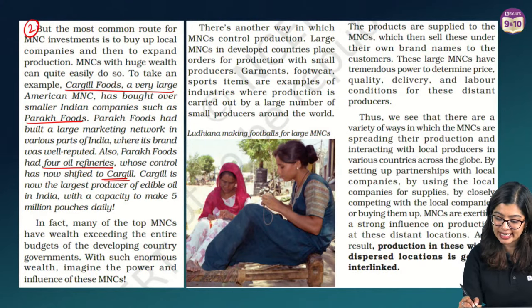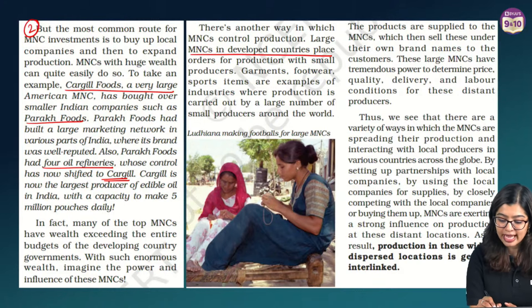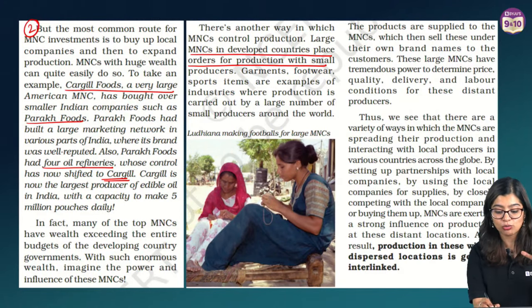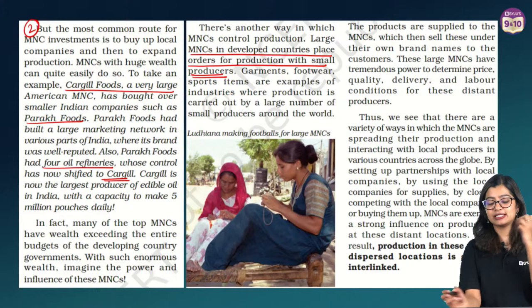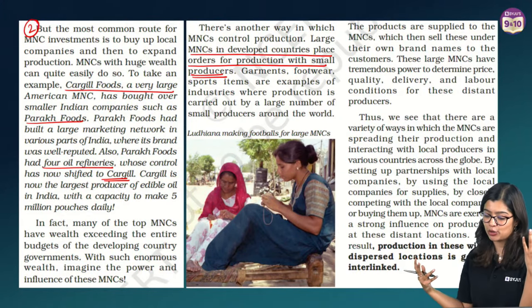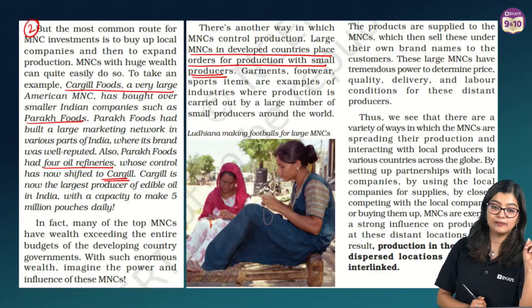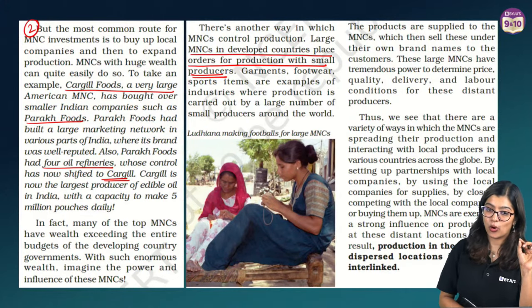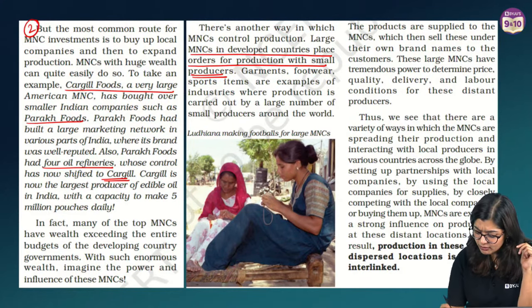Then of course, what do we see? Another way is where MNCs from developed countries, right? They give orders to smaller producers. So this happens in the garment sector, footwear, sports items, so that they're able to manufacture it at a large scale. Now, one thing that I need all of you to have a look, right?